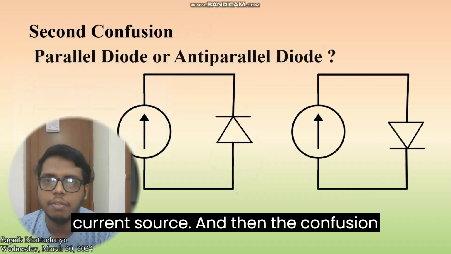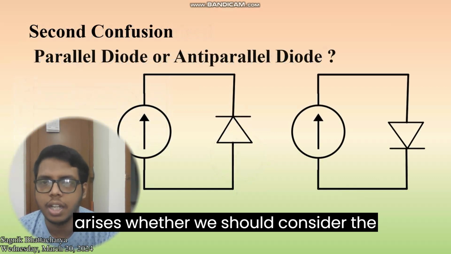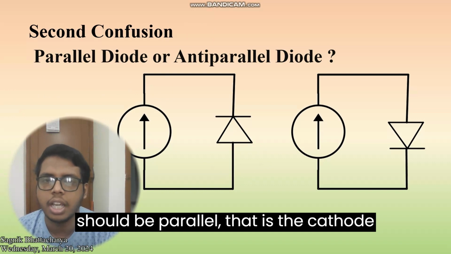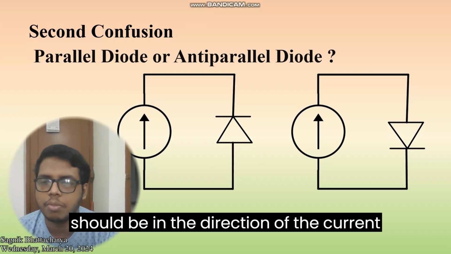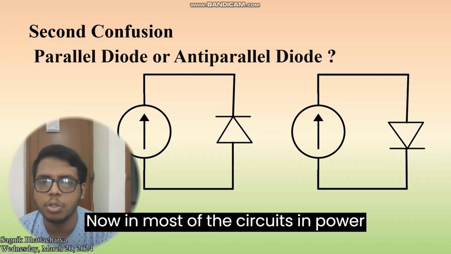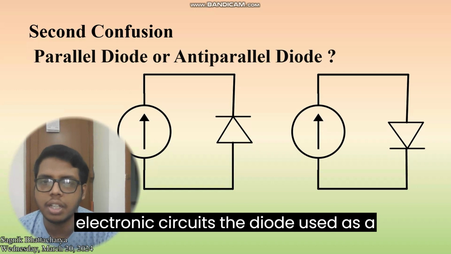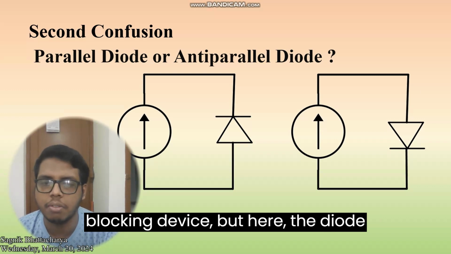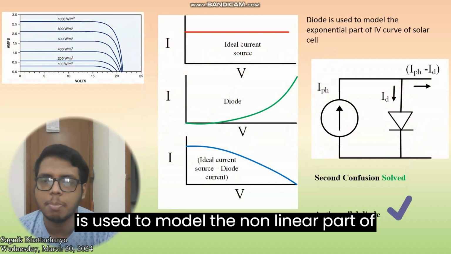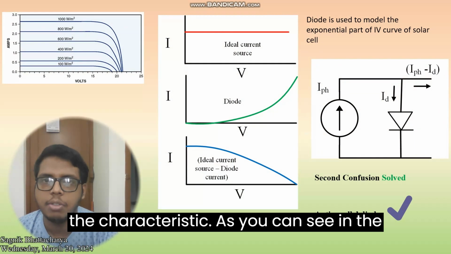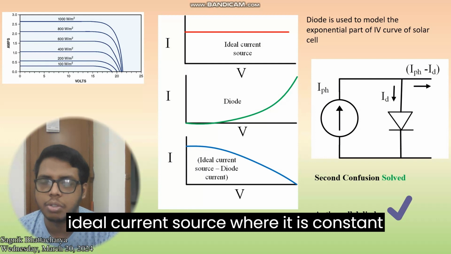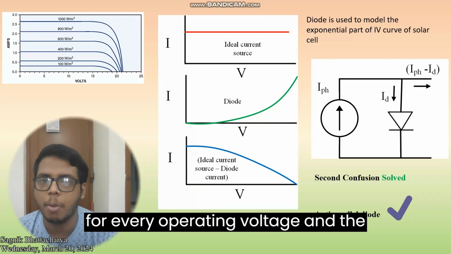And then the confusion arises whether we should consider the diode in parallel with it, that is, whether the cathode should be in the direction of the current or in the opposite direction, whether it should be anti-parallel. Now in most power electronic circuits, the diode is used as a blocking device, but here the diode is used to model the nonlinear part of the characteristic. As you can see in the three curves, the red curve shows an ideal current source, where the current is constant for every operating voltage.